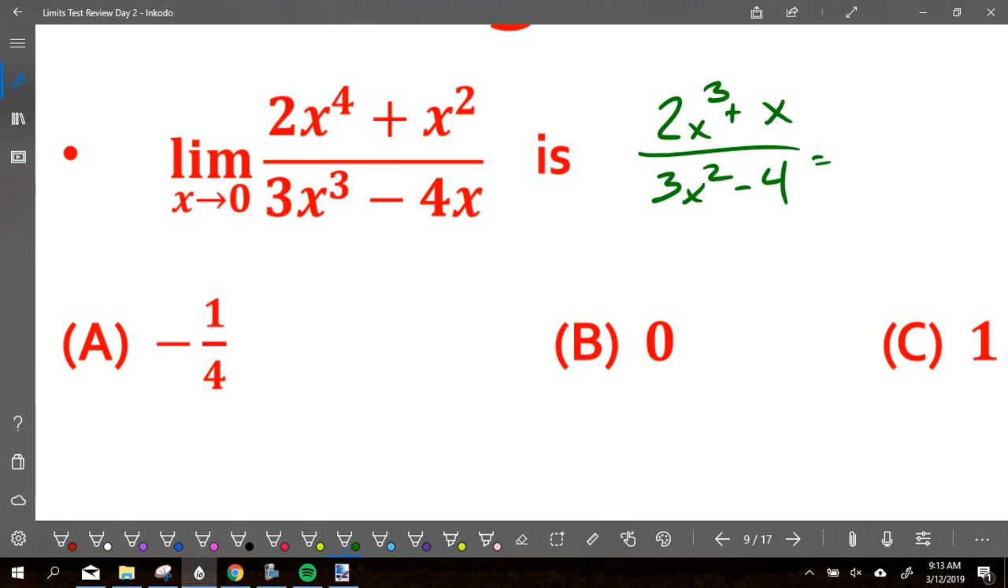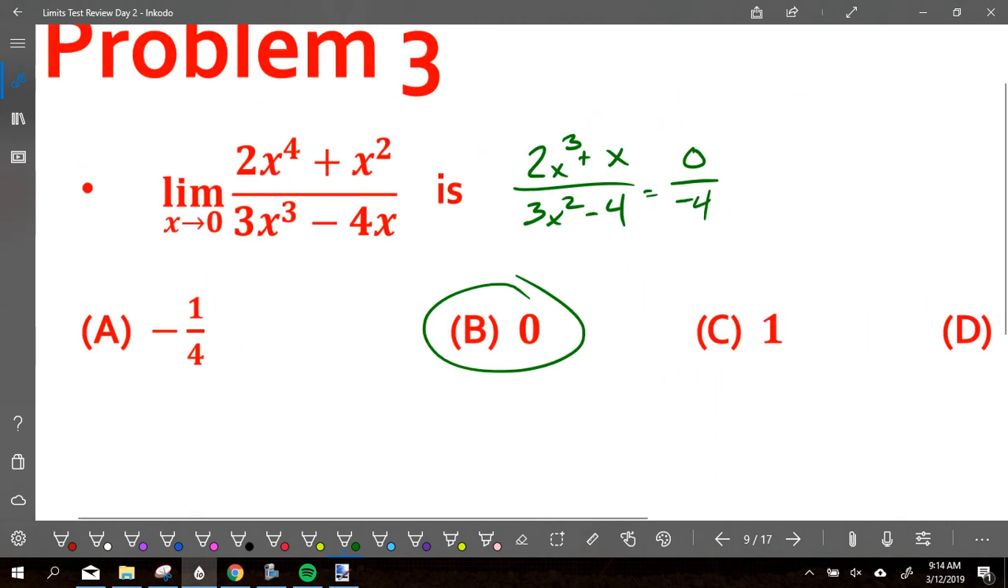Now when I plug in 0 on top and bottom, am I getting 0 on top and bottom? No. On top I'm going to get 0, but what am I going to get on bottom? -4. My answer is 0. All right, so just looking at that, I think part of the things you guys struggled with is you took out a 2x on top and you left with this 2x plus 1. But remember, you're multiplying that by 0, and so it's going to go away. The answer was B.